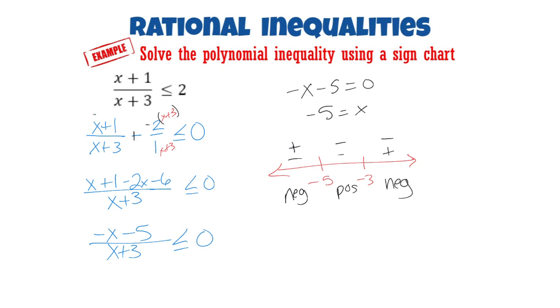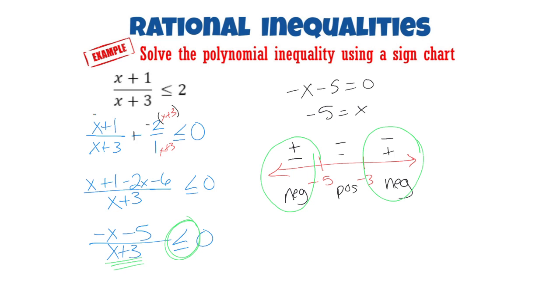Now, to decide what section you want, you always have to go back to this inequality sign. This time we're looking for all the values that are less than 0. If I'm looking for the ones that are less than 0, then I am looking for the negatives. If it was a greater than, I'd be looking for the positives. It is an or equal to, so that would tell me to use brackets, except that this right here is creating an asymptote. So even though it says or equal to, I cannot let it actually equal negative 3.